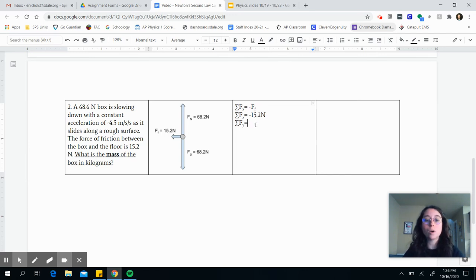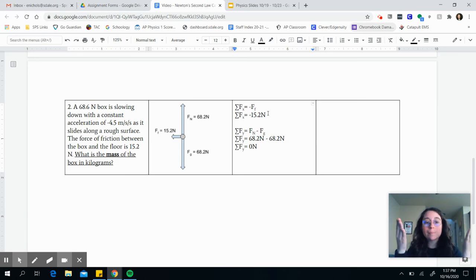Easy peasy. In the Y direction, we have force normal pointing up, gravity pointing down. So F_N minus F_G. We can plug in our value, which is 68.2 minus 68.2 newtons, which means that it should just be 0 newtons. Okay, leave a line to separate, make it easier.